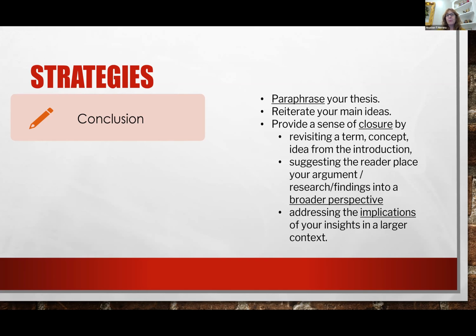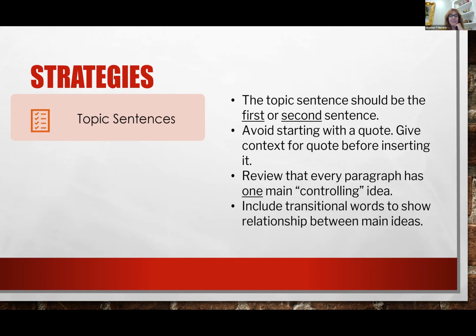So maybe your paper was all about innovative ways to address climate change, and you've laid them out, and there are costs and sacrifices involved in each one of them. But you end your paper with what happens, beyond the costs and the sacrifices, if people don't do anything. Do you have any questions about conclusions?